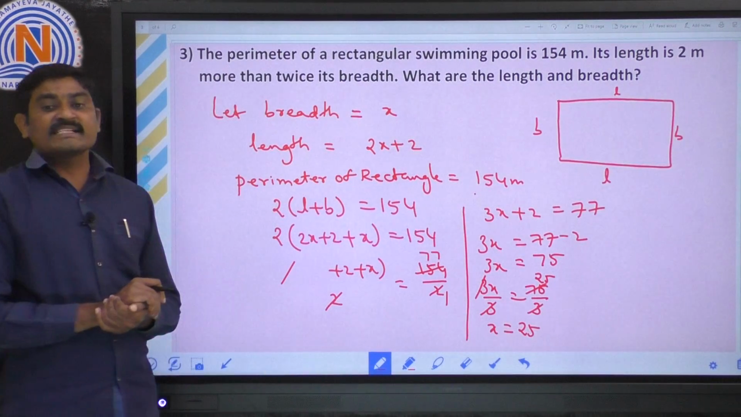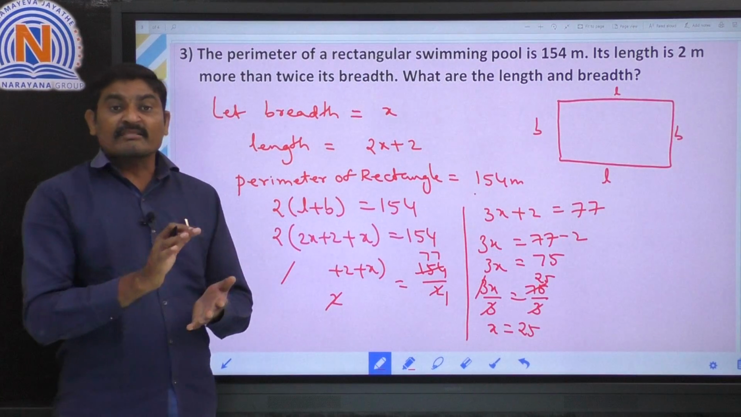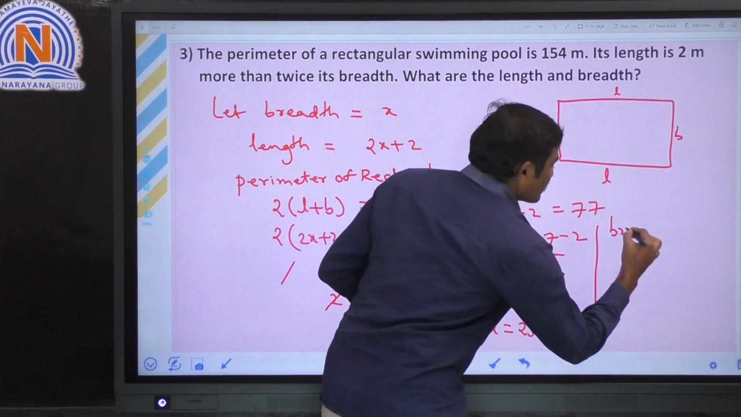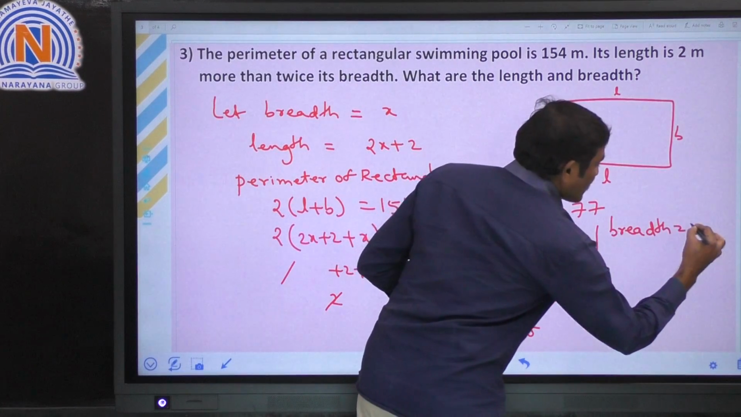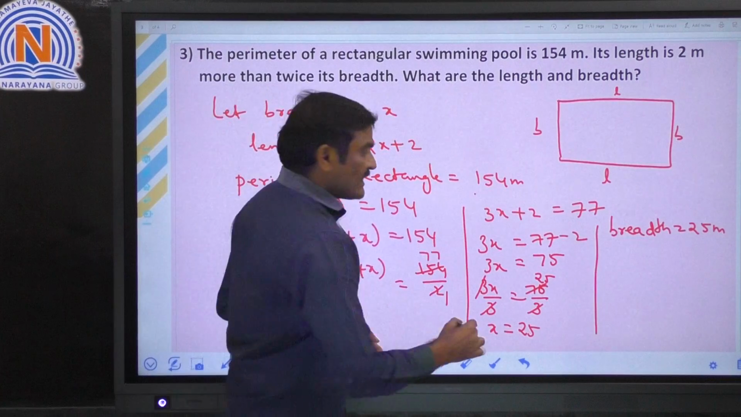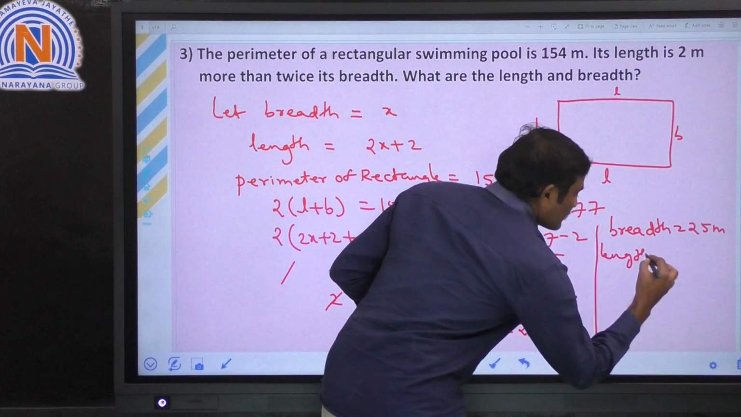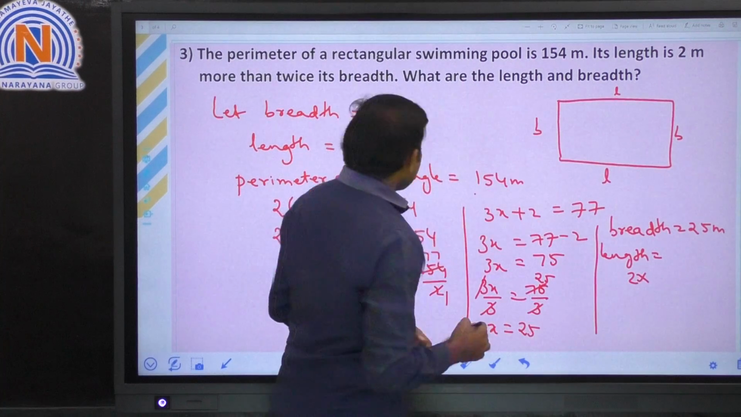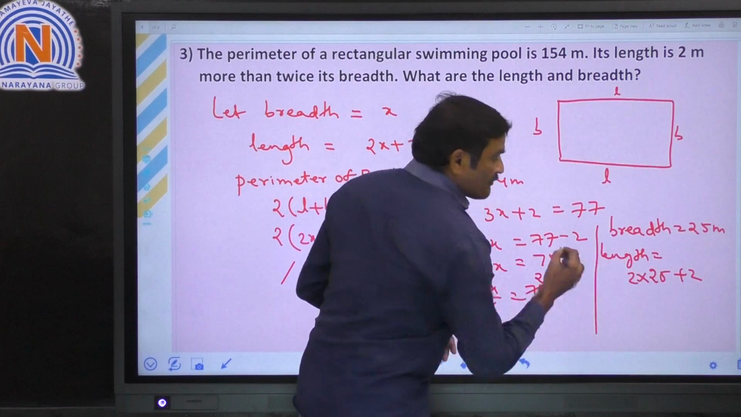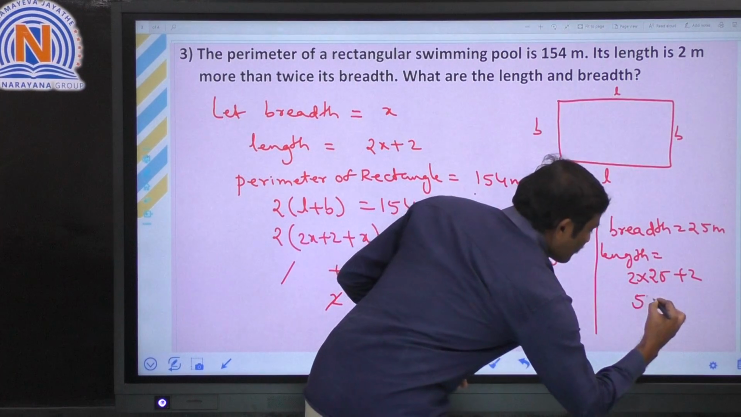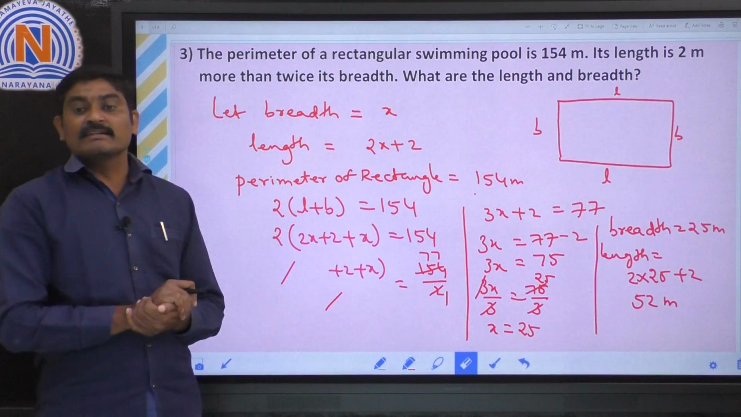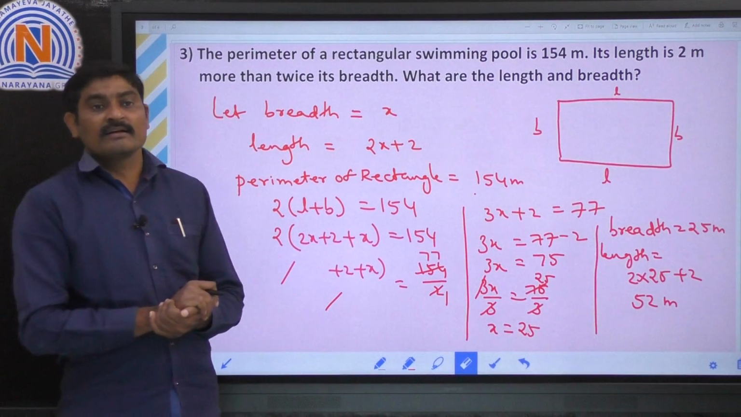So actually what is x? The breadth of the rectangular swimming pool is 25 meters. So here breadth is equal to 25 meters I got. Now what is the length? 2x plus 2. So length is equal to 2 into x value, already we got 25, plus 2. So 2 twos are 50, 50 plus 2 is 52 meters. So breadth is 25 meters and length is 52 meters. This is the third sum solution.